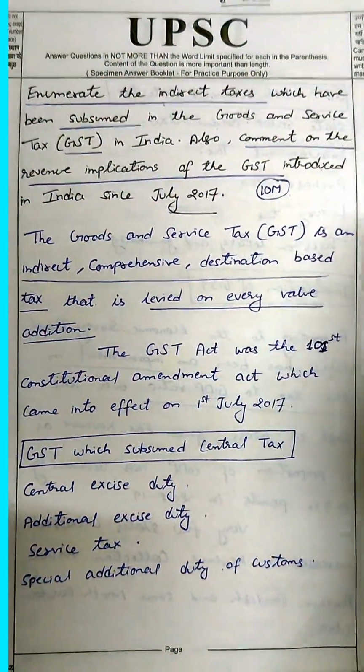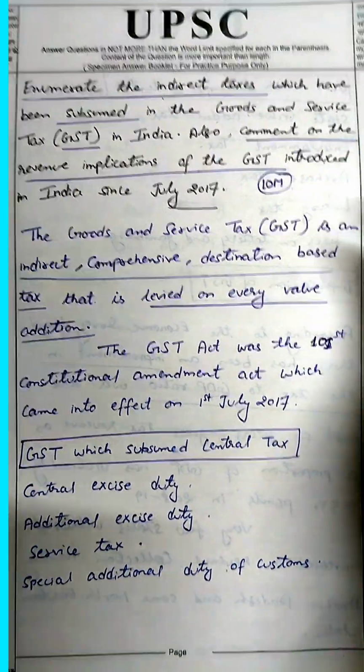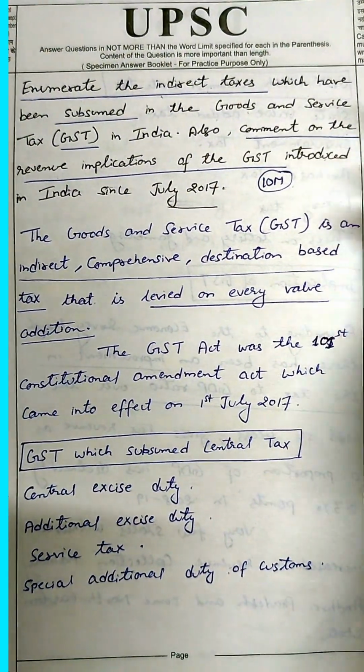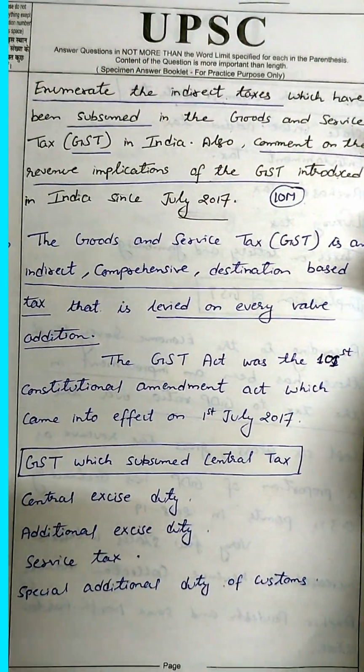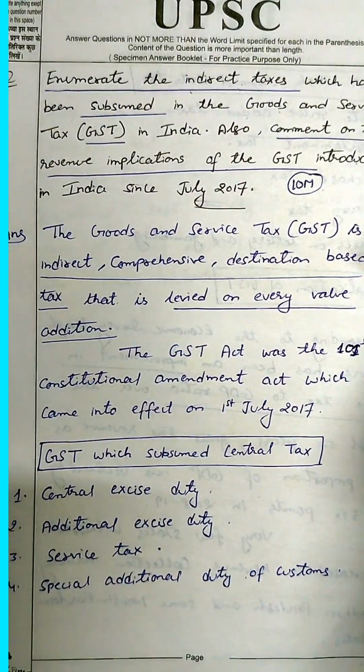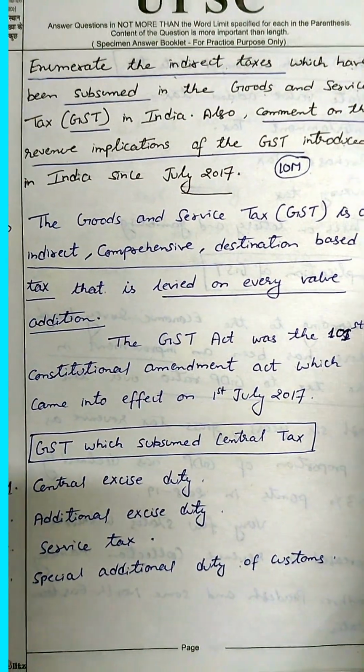So now you will understand the importance of having the data, it's kind of prelims data. Correct? You will come to know that central excise duty was earlier there, but now it is not there.